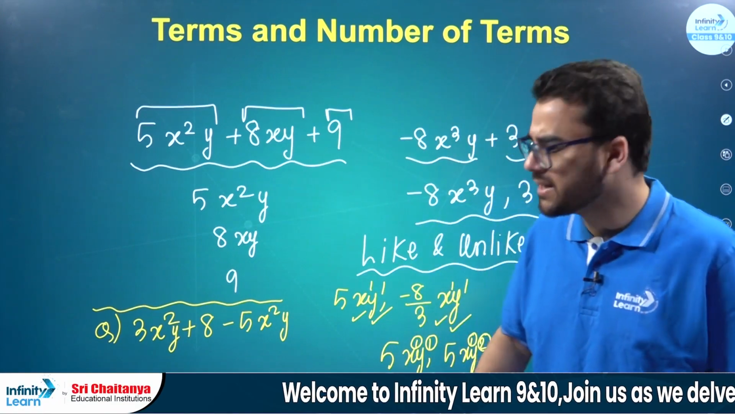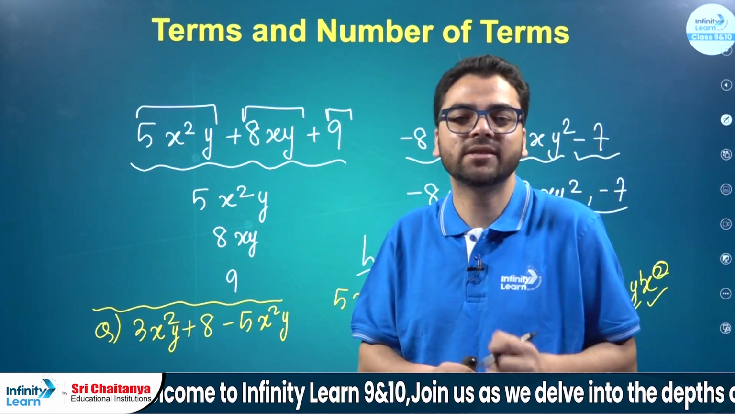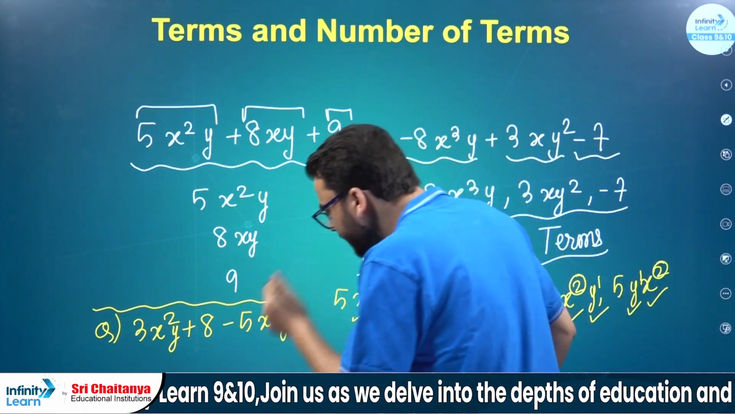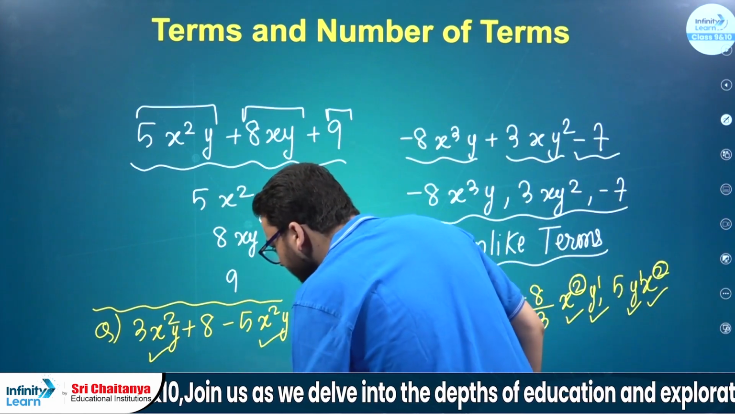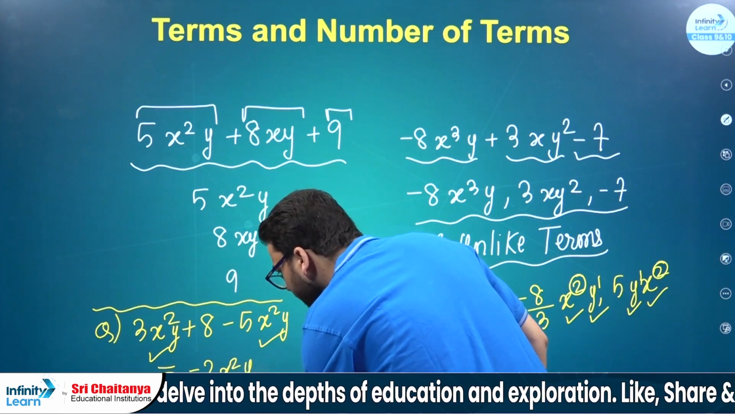So the answer to it is, it's not a trinomial. I'm taking this simple example because many students just quickly go to the conclusion. It's not a trinomial. You have to first simplify. You see, these are like terms, so they can be combined. You will get minus 2x square y plus 8.